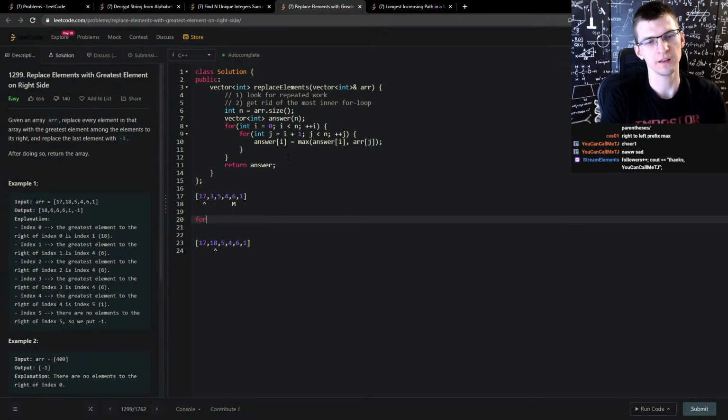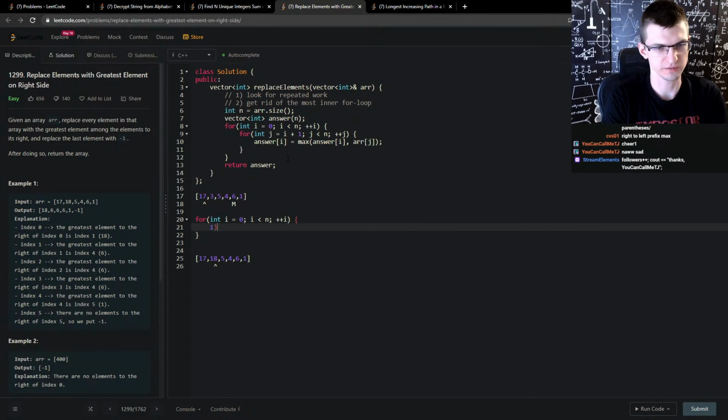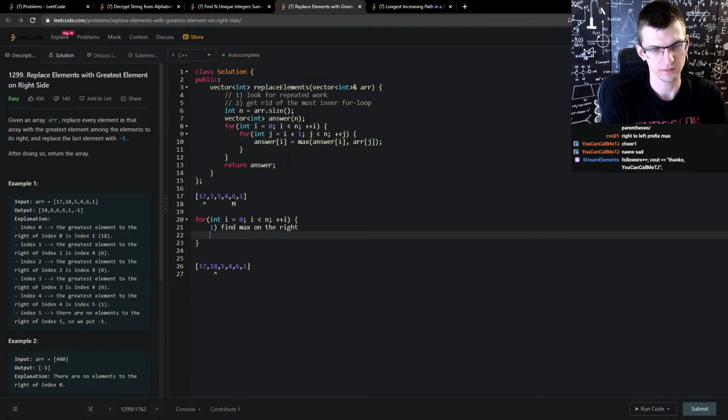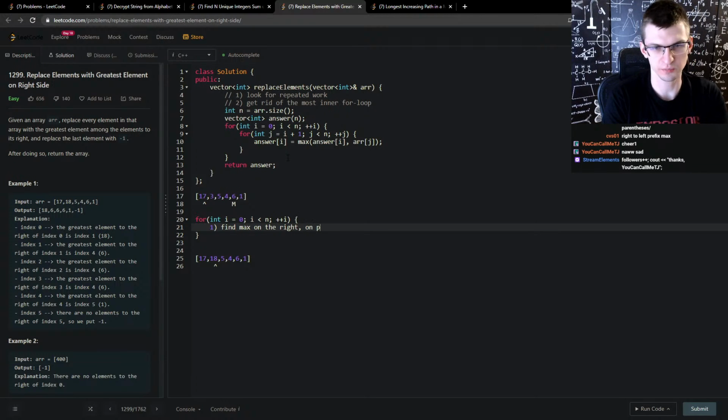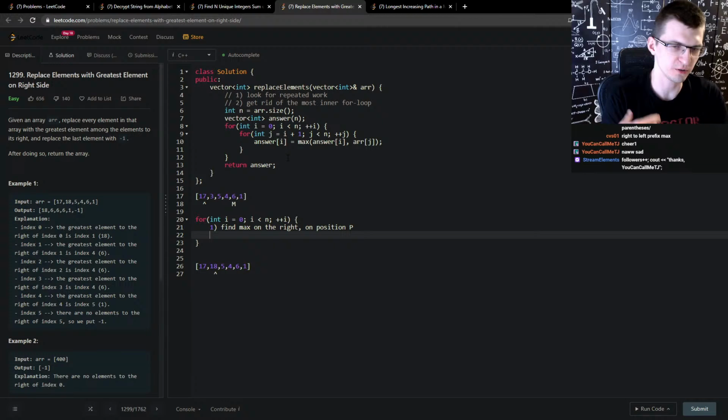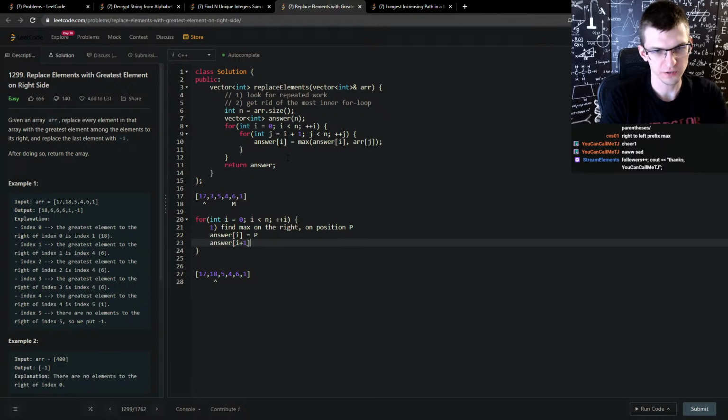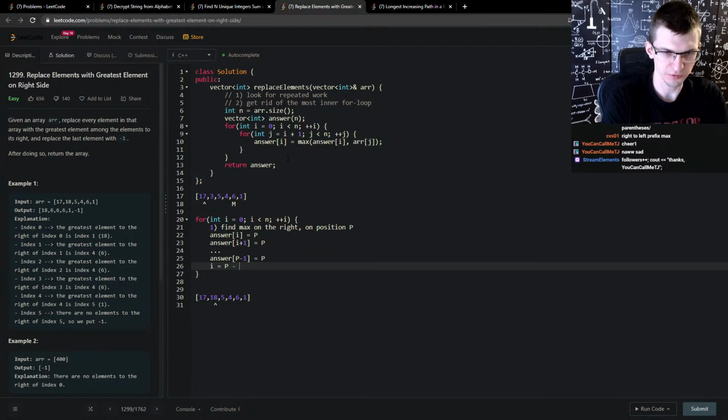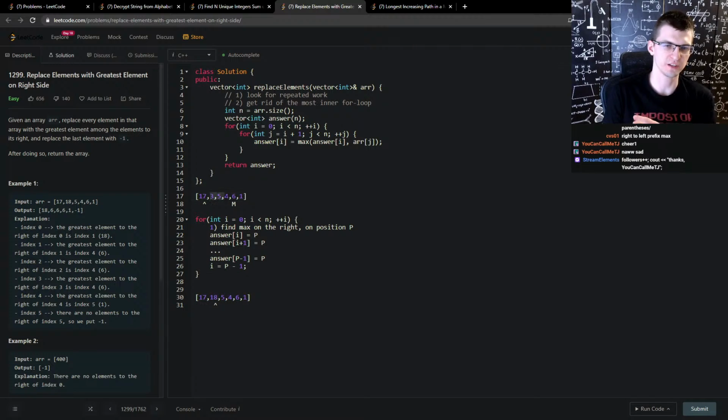It would be something like, for every I, you first find the max on the right. Let's say you found out that it's on position P. Then we need to say the answer of I is P, but also the answer for all the future values up to P minus 1. And then move to P or P minus 1 to start from P. So you can jump over some interval.